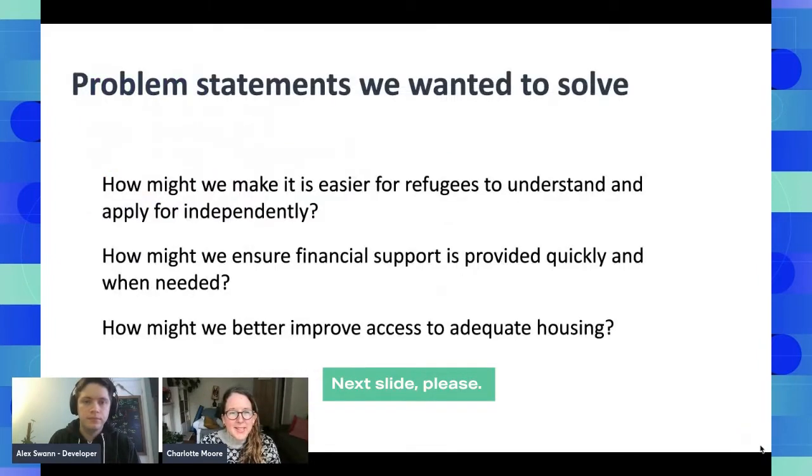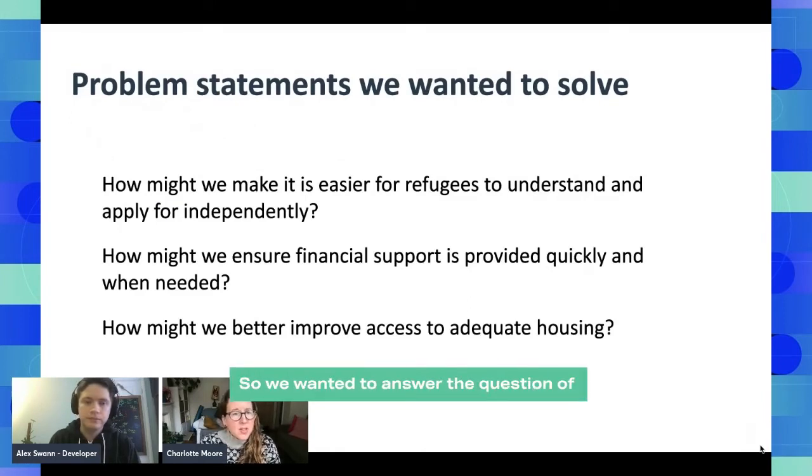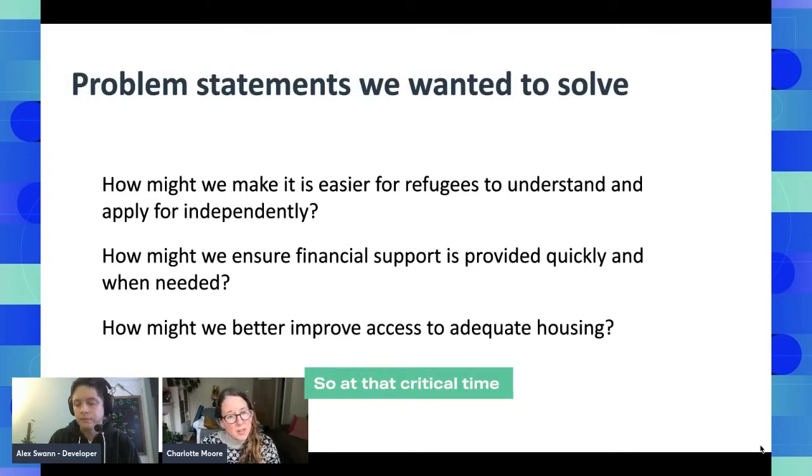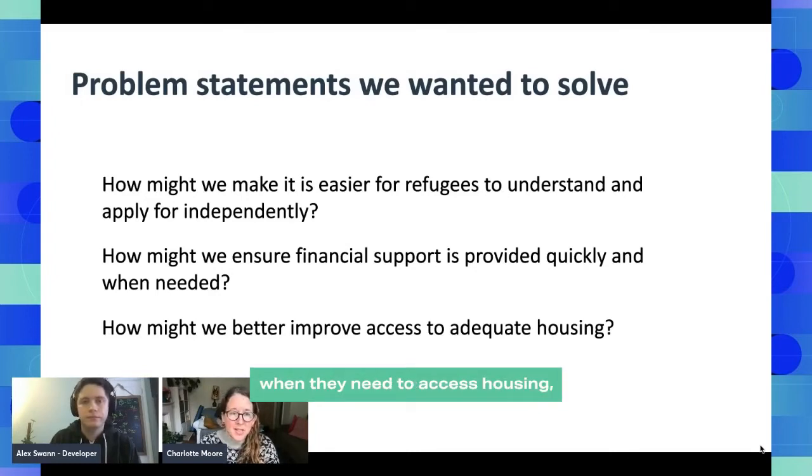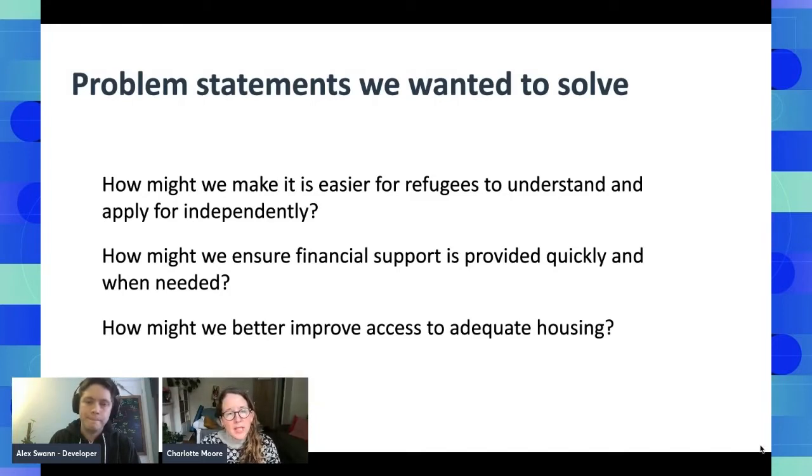Next slide, please. So we honed in on the things that we wanted to work on and improve. So we wanted to answer the question of how might we make it easier for refugees to understand the form and how to apply independently without help from others. How might we ensure that financial support is provided quickly and when needed, so at that critical time when they need to access housing, and how we might be able to improve and help them get more adequate housing. So the housing that they were getting wasn't always furnished, and so how could we help them make themselves a home?